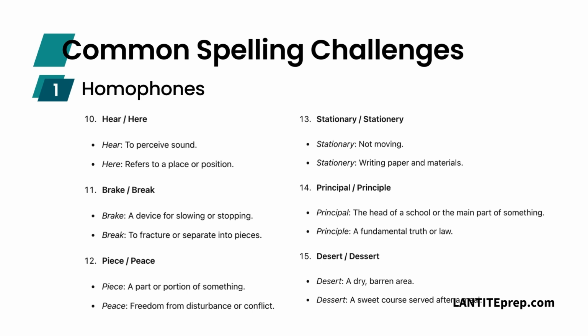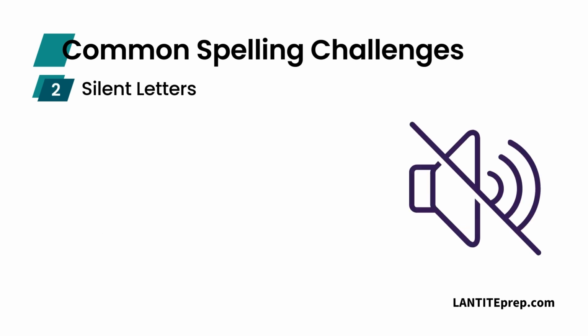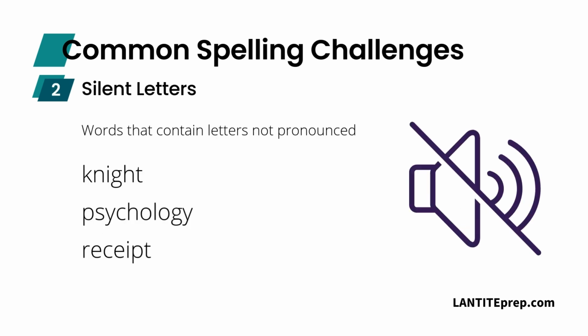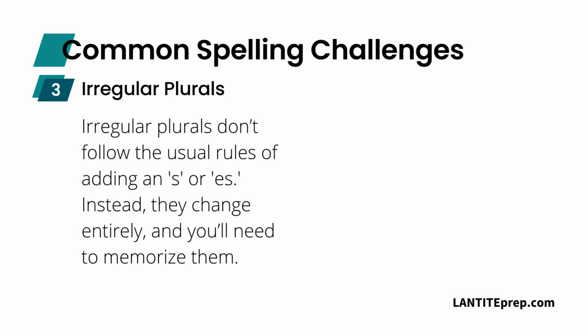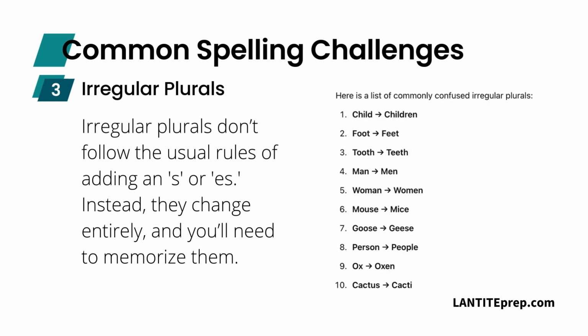Excellent. Take a moment here as well and read through these homophones. Now, let's move to silent letters, which are words that contain letters not pronounced, such as night, psychology, and receipt. The next type of common spelling challenges are irregular plurals, which don't follow the usual rules of adding an S or ES. Instead, they change entirely, and you'll need to memorize them. Here is our list of 10 commonly confused irregular plurals.